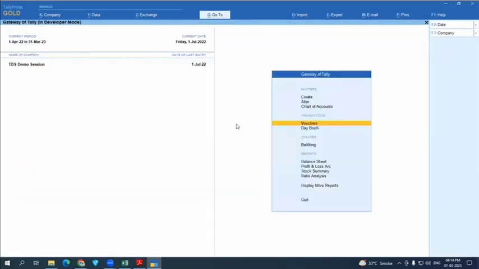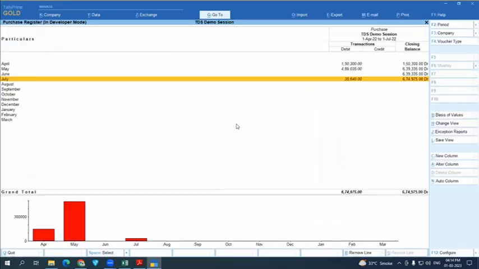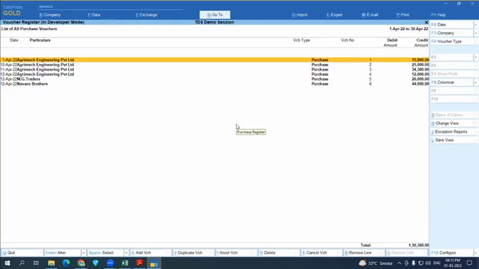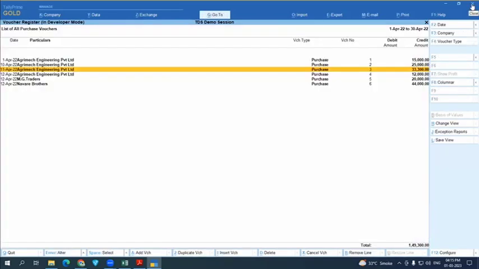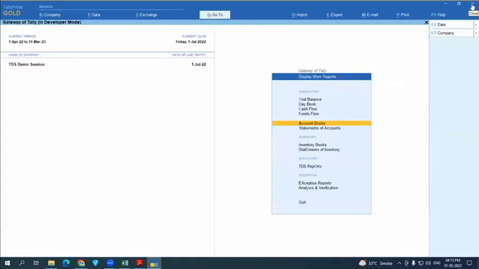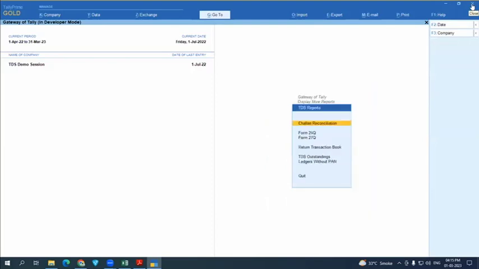I am taking one scenario only. I am just modifying one sales purchase entry. For April, I am modifying one entry, any one entry. Like 35,000, I am putting here 34,000. So TDS will be automatically refreshed. Anything created, altered, or cancelled by the user will be considered here.